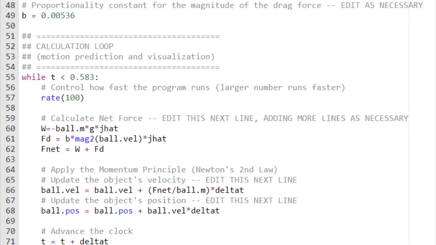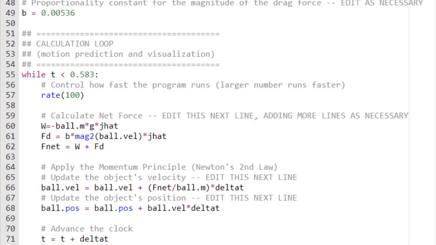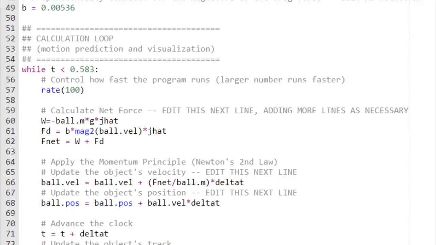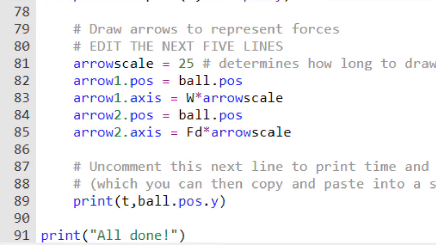Newton's second law and the net force was really the only physics that I had to change in my code. Other than that, I added the mass, and the mass of my object was 0.0044 kilograms, which is very light. And I added the arrows. The arrows were mostly in the starter code, but I had to change the arrow scale to actually show the arrows.